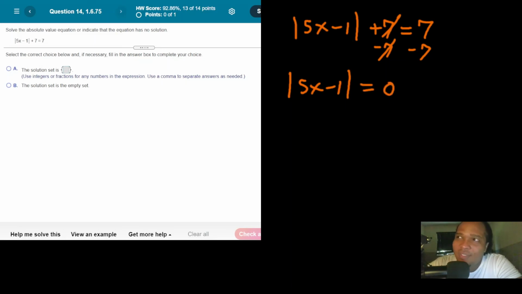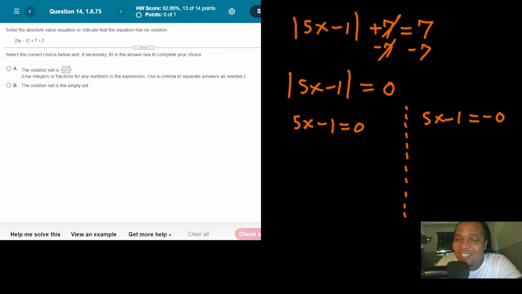So let me humor you right quick. We have the absolute value by itself, so we're free to go ahead and take it out of the absolute value bars, and we need a positive version and a negative version. So we have 5x minus 1 is equal to positive 0, and we have 5x minus 1 is equal to negative 0.